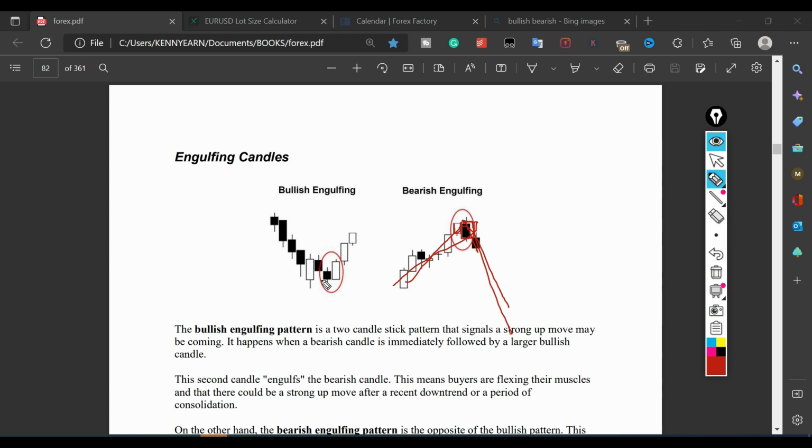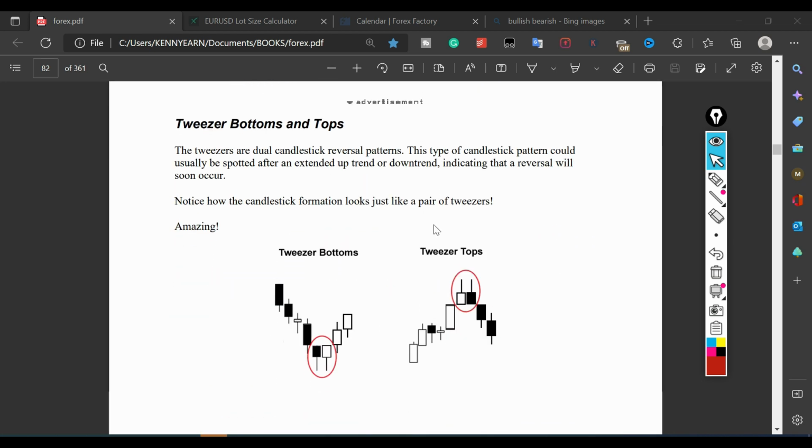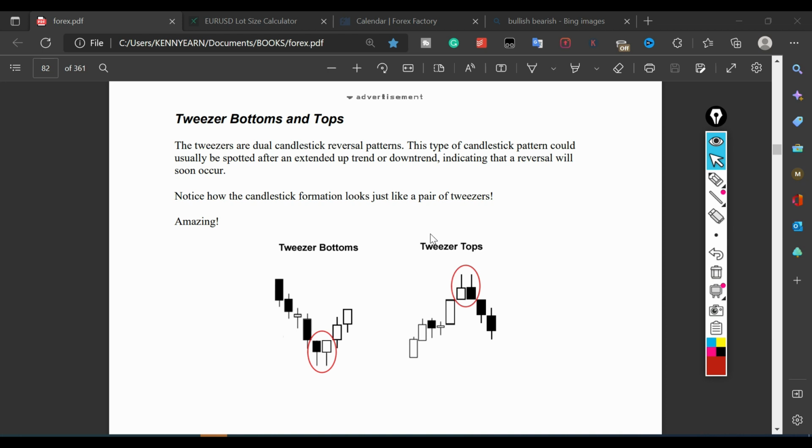Here we had another engulfing from buyers. Buyers engulfed sellers. They overpowered sellers. That's what it means, and that's why the market started buying. So that's the engulfing pattern. It's part of the double candlestick patterns.